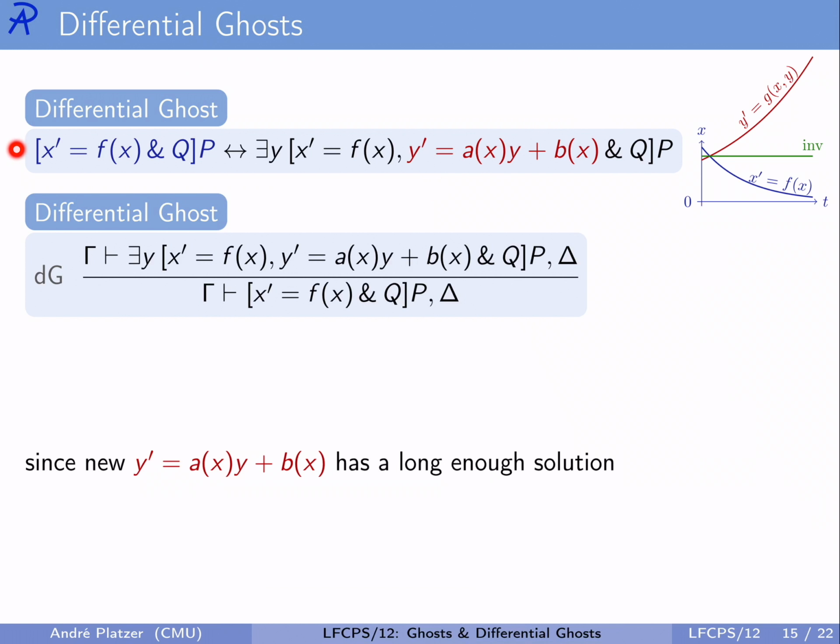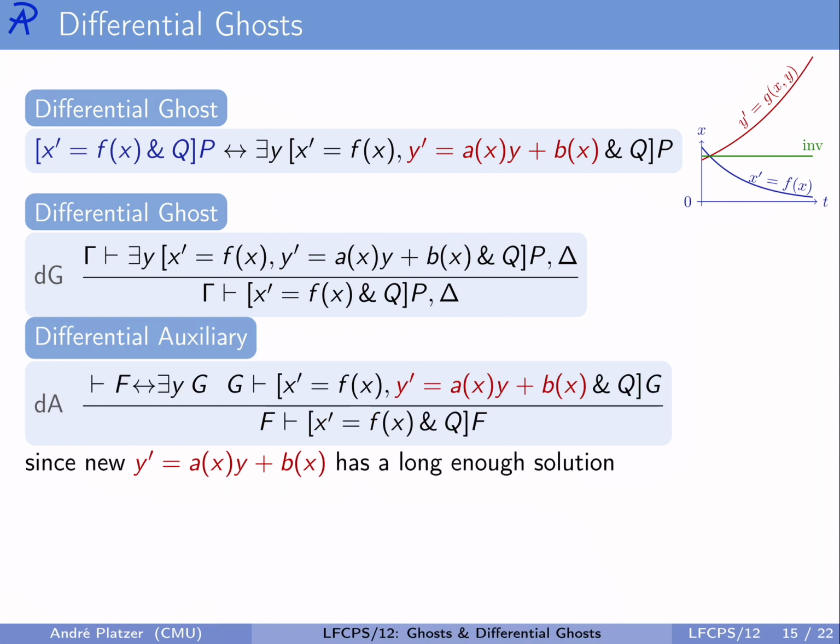This is the differential ghost axiom. We can package it up to a differential ghost proof rule, which, however, essentially does the same thing. It just says replace the left-hand side of this axiom by the right-hand side. So introduce for some initial value y the new differential equation, which is linear in the new variable.